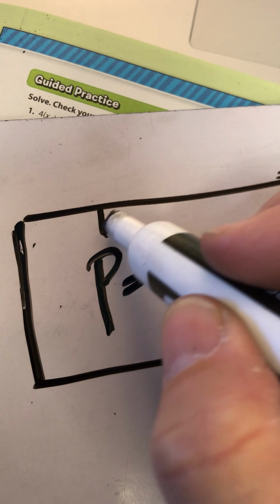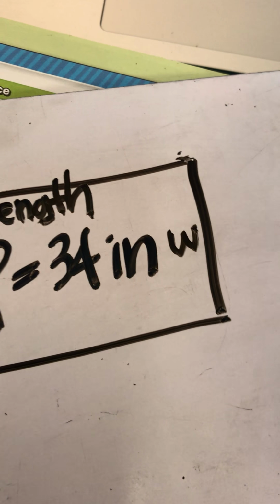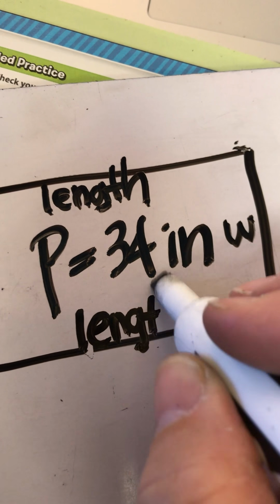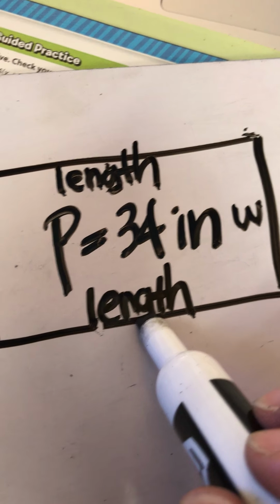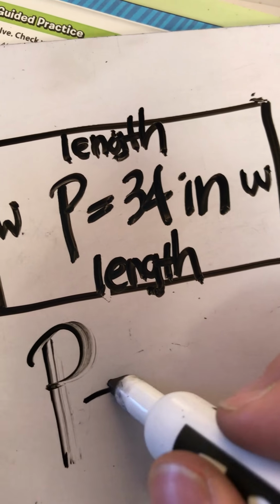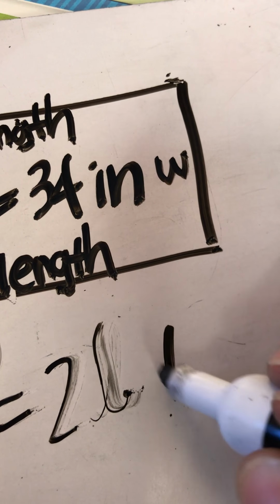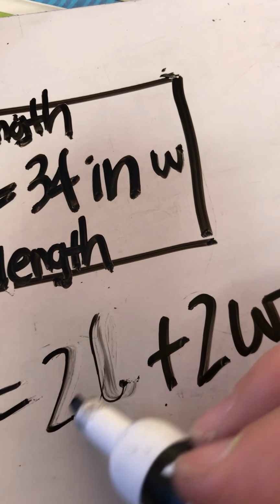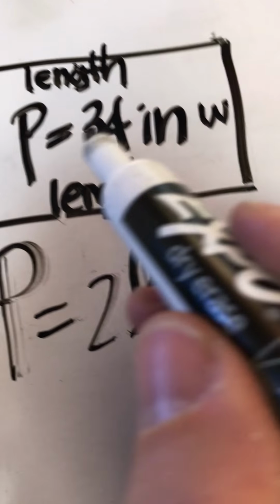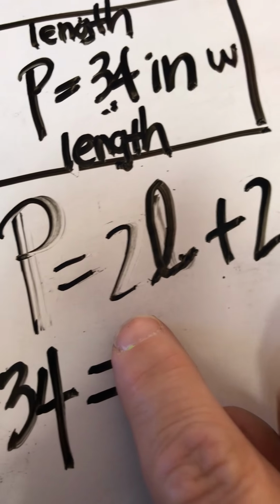We can call this up here the length, and this side over here is the width. And then this is the length again right here. If it's a rectangle, this length is the same as this length, and then the width is over here. So if you think about a formula, the perimeter is equal to 2 of the lengths, that's my L for length, and I need 2 of the widths. 2 lengths plus 2 widths. So far we know that the perimeter is 34, and we have some work to do.